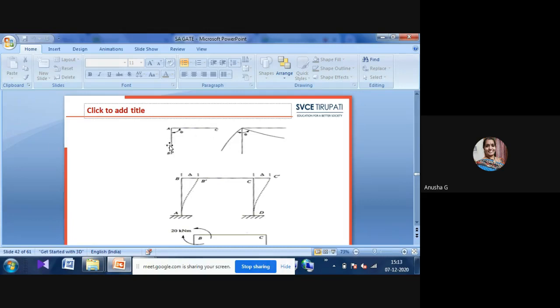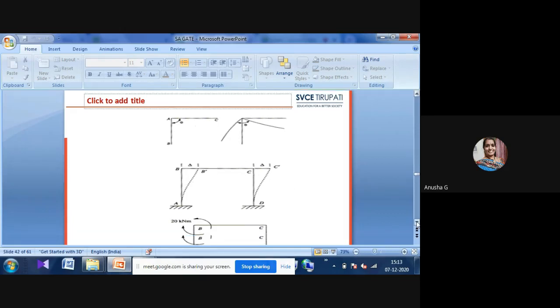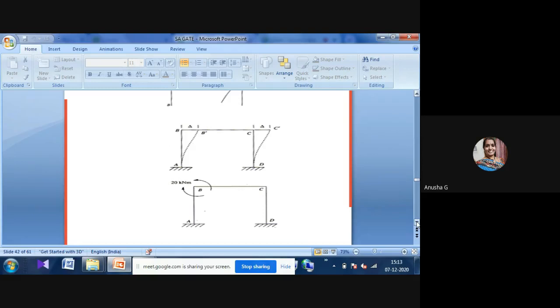This is a joint B. Due to some loading, according to the first assumption, the angle theta between the 2 members will not change even after deformation. If it is theta, after deformation also it will be the same theta. The second assumption is B dash must equal C dash. Whatever deflection changes in one beam, on both sides it will be the same. And the third assumption is that the moment at position BC will be the same as for AB.